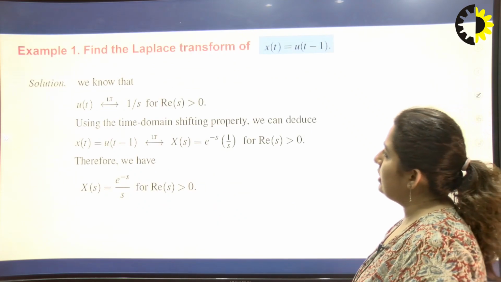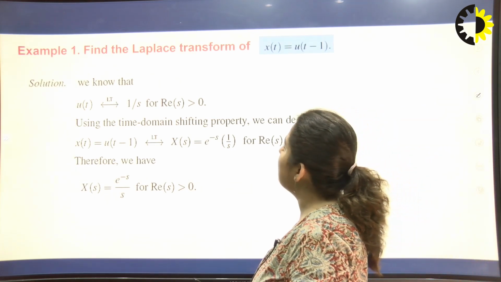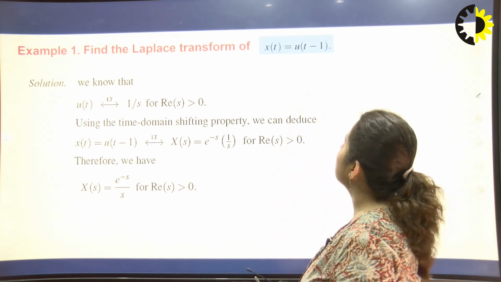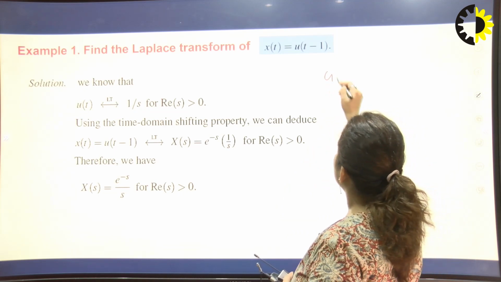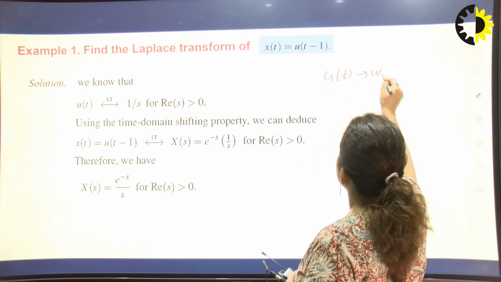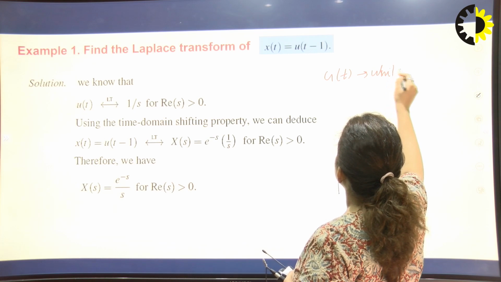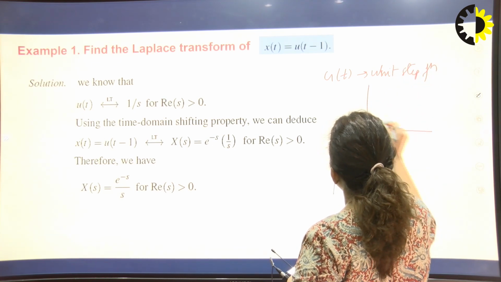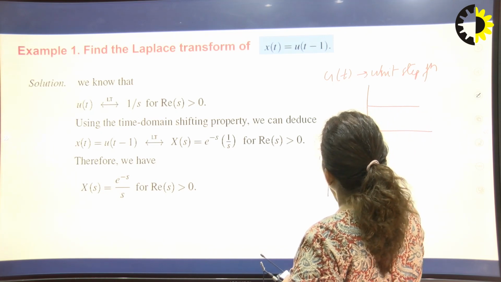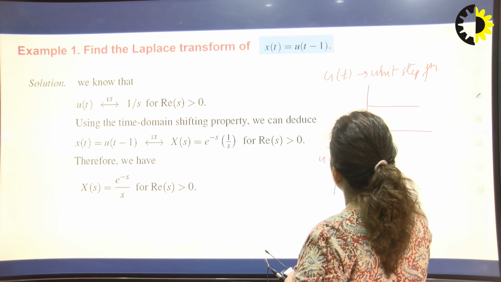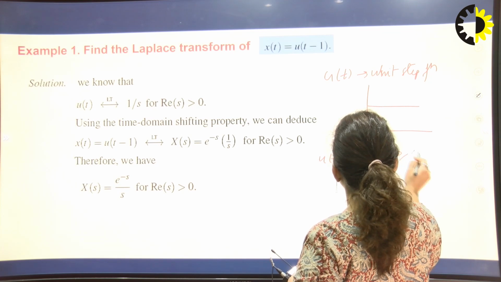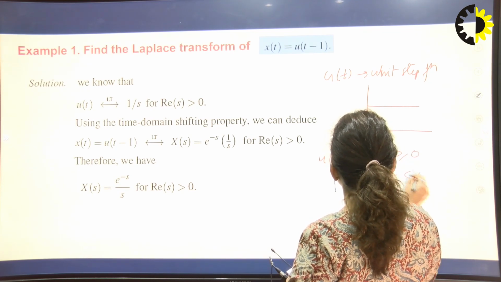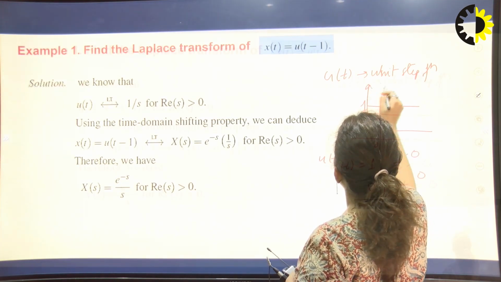Suppose, for example, example number 1: find the Laplace transform of x(t) = u(t minus 1). Obviously we know what u(t) is, which is the unit step function, defined as 1 for t greater than or equal to 0 and 0 for t less than 0. So we have this type of function u(t).